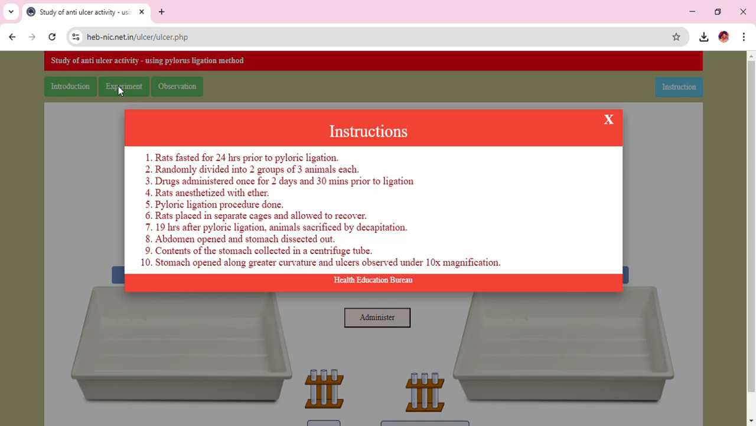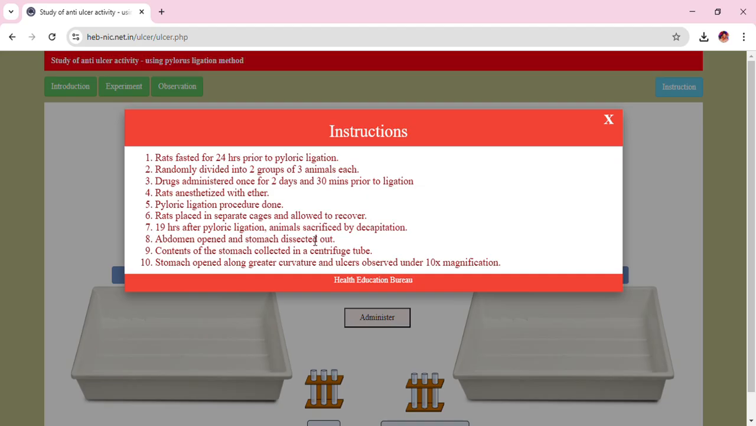Before starting the experiment, there are some instructions that we have to follow. First, the rat should be fasted for 24 hours prior to the pylorus ligation. Then the rats are randomly divided into two groups of 3 animals in each group. The drug should be administered once for 2 days and 30 minutes prior to the ligation.